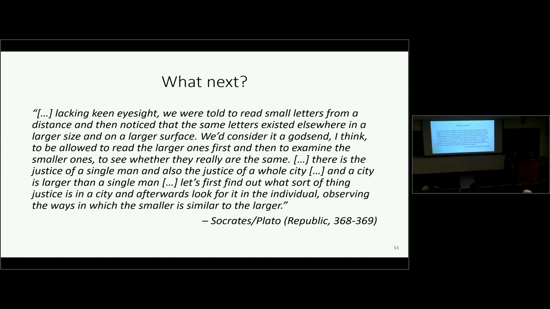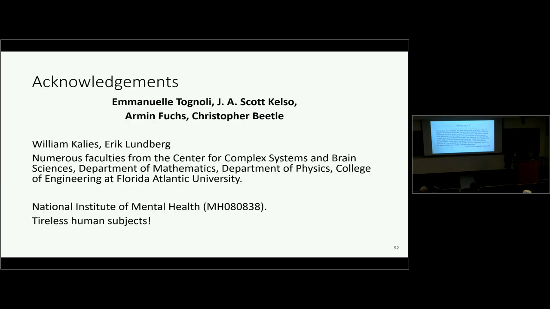Socrates/Plato said, when we're lacking keen eyesight, we were told to read really small letters, like in the brain, from a distance. And then we notice the same letter exists elsewhere in a larger size, on a larger surface. We consider it a godsend, I think, to be allowed to read the larger ones first and then to examine the smaller ones to see whether they're really the same. There is the justice of a single man and also the justice of a whole city. And if the city is larger than a single man, let's first find out what sort of thing justice is in the city, and afterwards we look for it in the individual, observing the way in which the smaller is similar to the larger one.